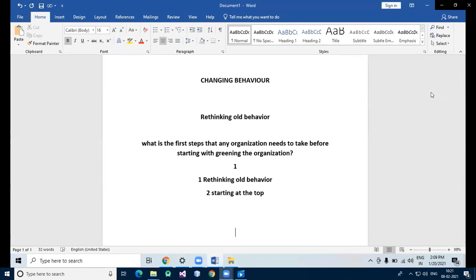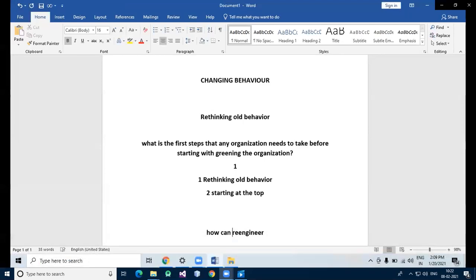How can the organization re-engineer its process to be more environment friendly? So let's type the question first.